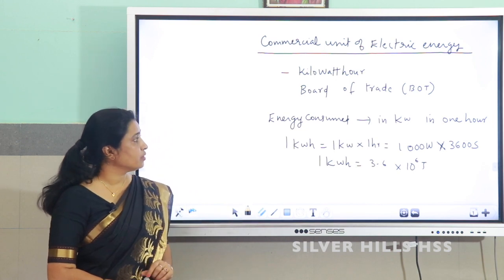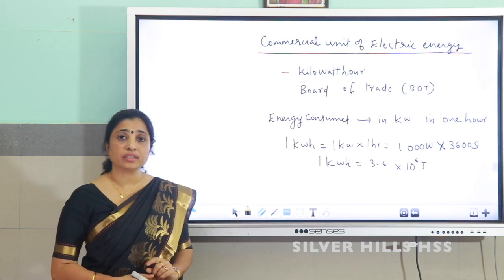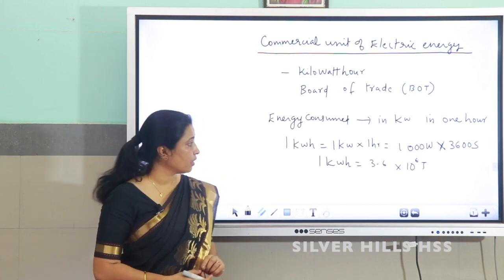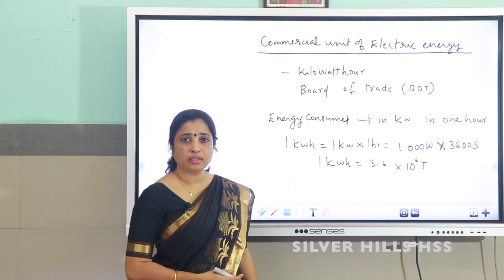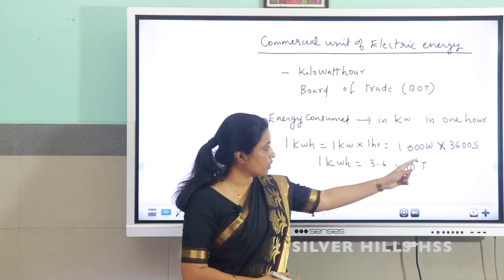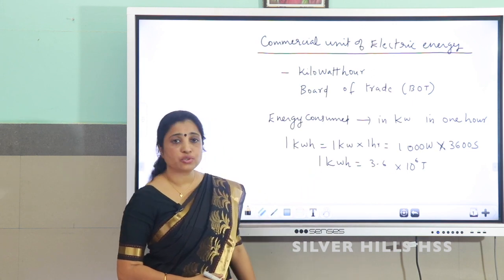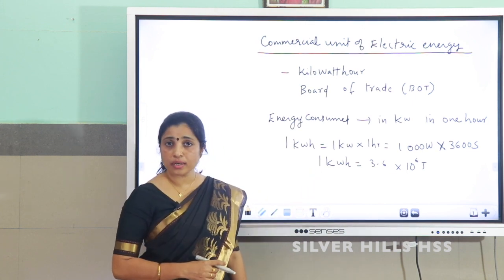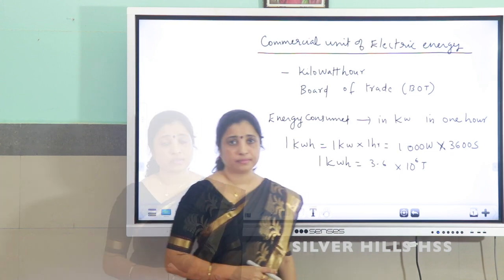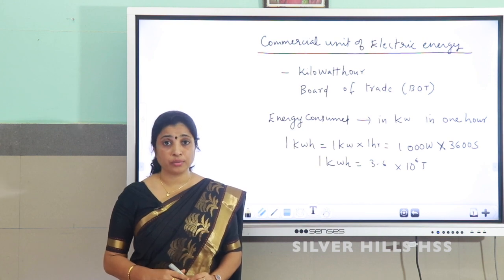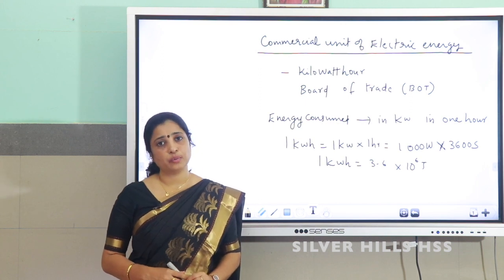Now this kilowatt hour is actually the energy consumed by an appliance in kilowatt in 1 hour. It can be written as 1 kilowatt hour is equal to 1 kilowatt into 1 hour. 1 kilowatt is equal to 1000 watts into 3600 seconds, which is equal to 3.6 into 10 raised to 6 joules. So 1 kilowatt hour is equal to 3.6 into 10 raised to 6 joules. The electric meters installed in our house measure the electric energy consumed in kilowatt hours.